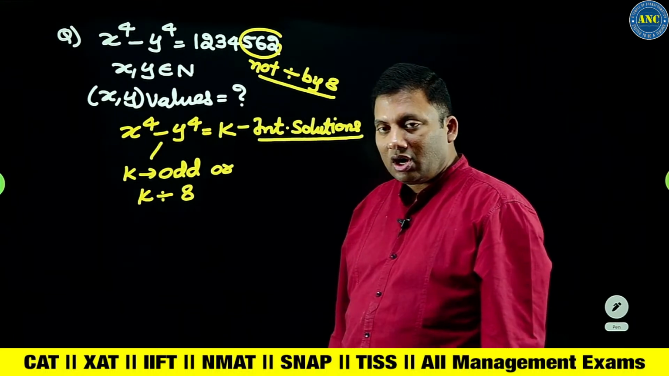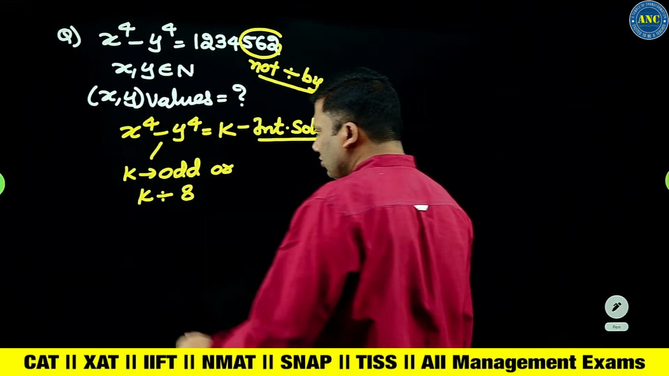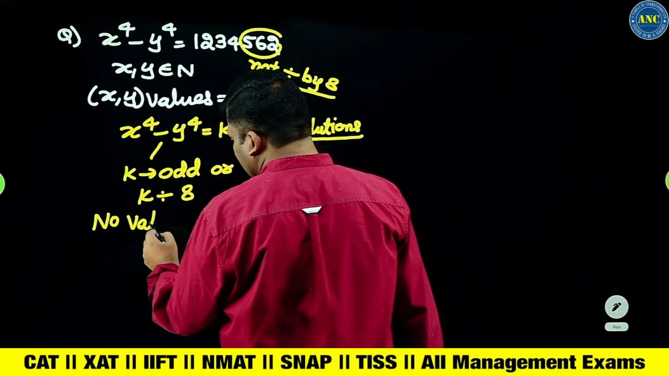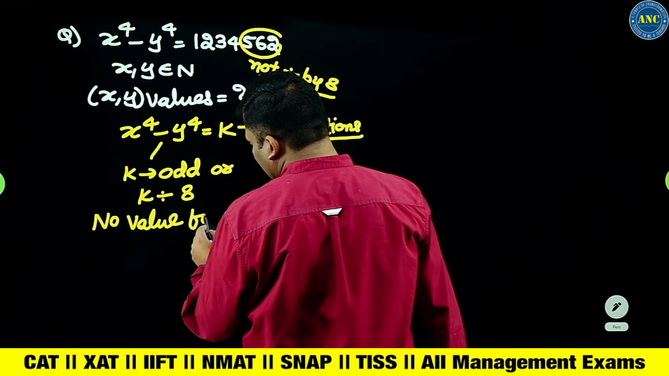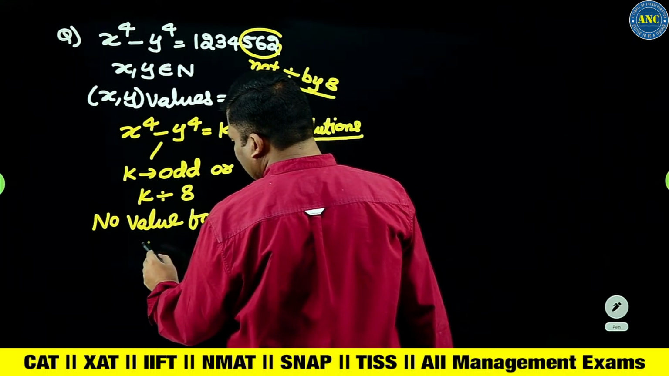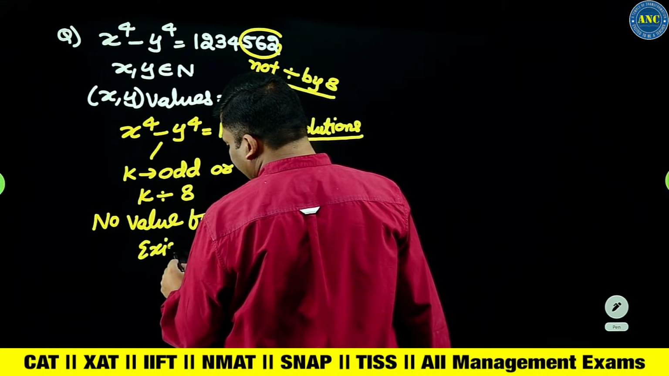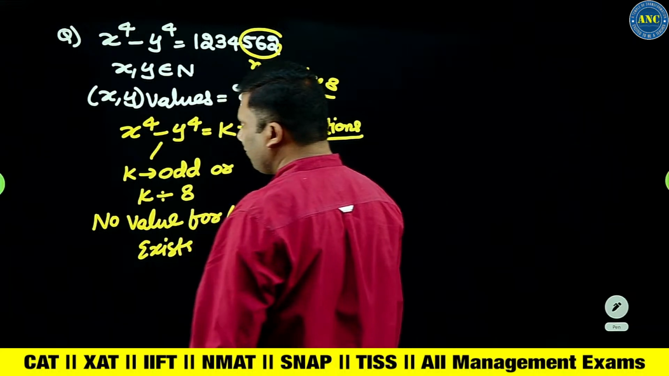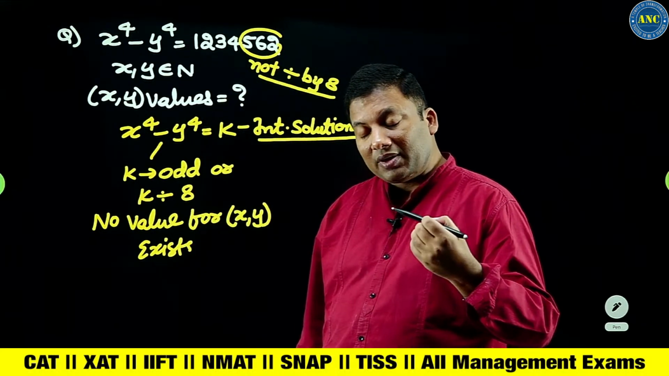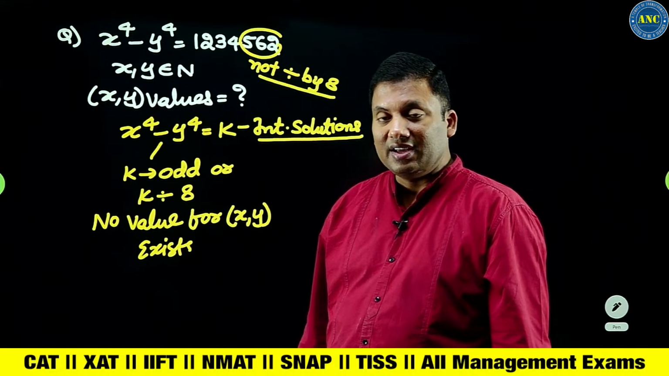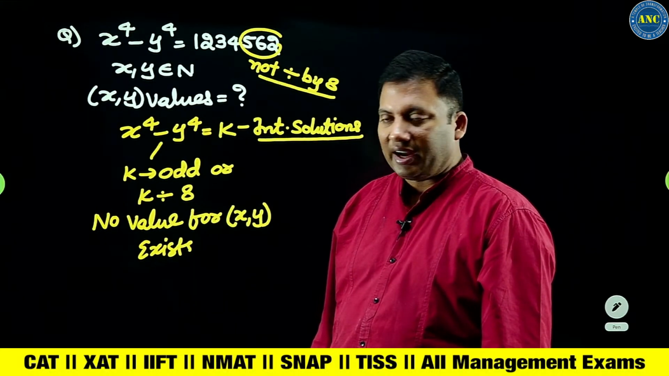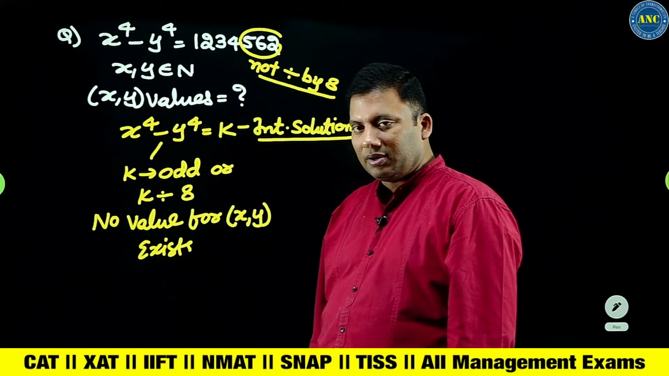It is not divisible by 8. So the answer for this question is no value for x comma y exists. Idea clear? If it is x power 8 minus y power 8, the right hand side should be divisible by 16.